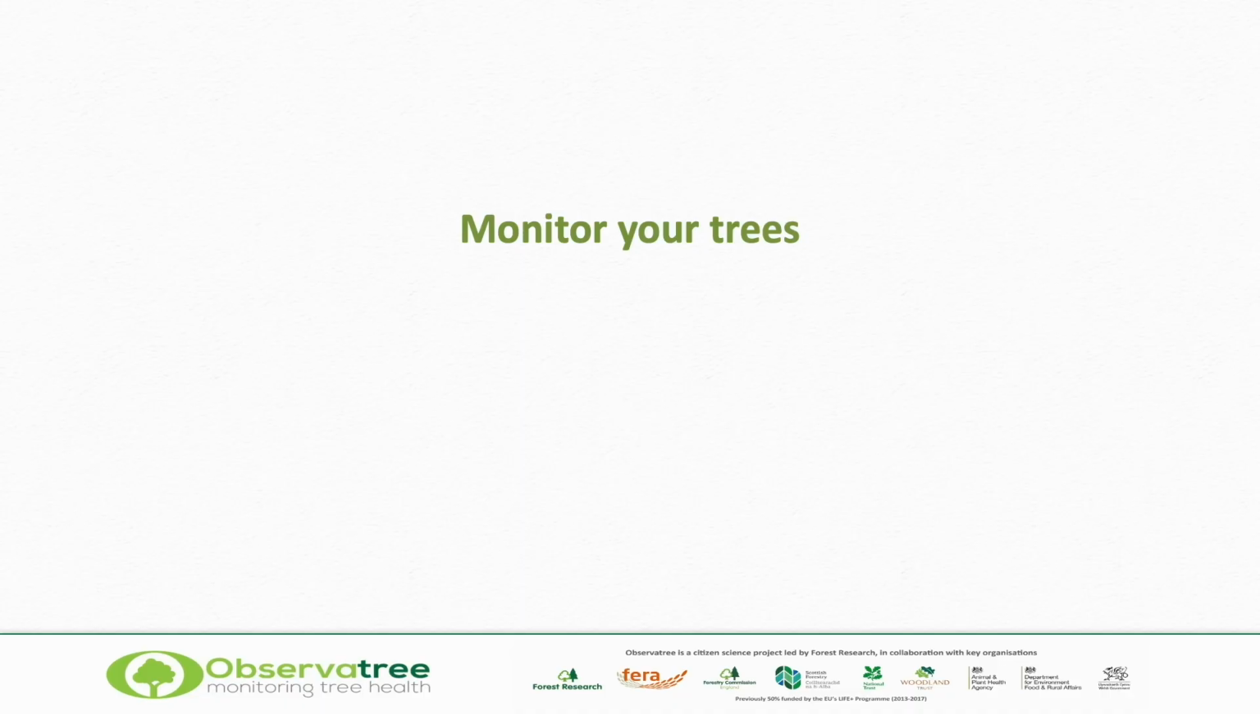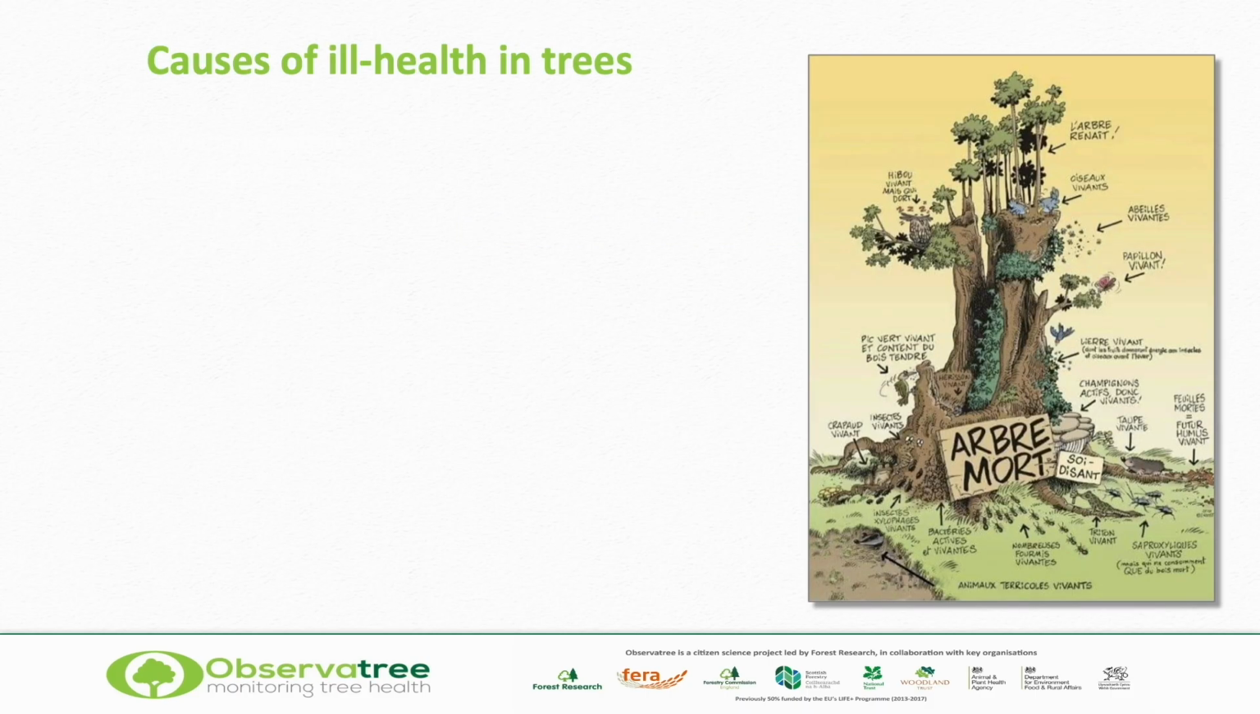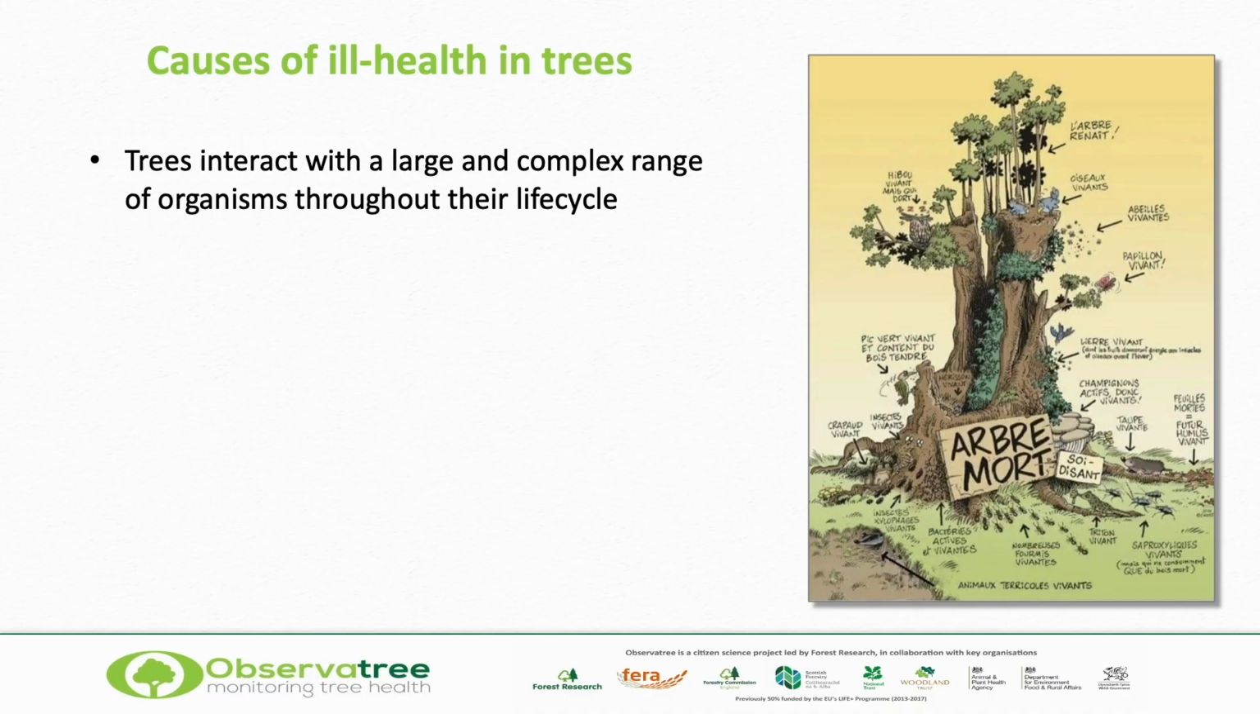So monitoring your trees, how do you even do this for a start? So I'm going to introduce the idea of ill health in trees. And my apologies, I don't have an English language version of this little diagram, but dying tree is the essence of it. But it illustrates that actually a dying tree might also be host to a huge range of other organisms. So it's important to notice that trees interact with a really large and complex range of organisms throughout their life cycle.